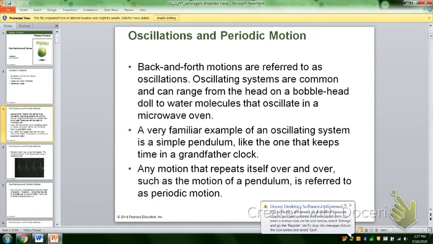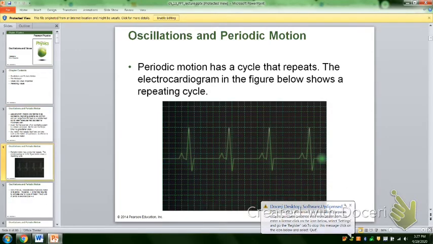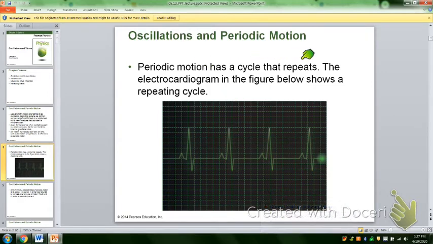An electrocardiogram, when you go to get your heart monitored, here's kind of a picture of it. Periodic motion has a cycle that repeats. The electrocardiogram in this figure below shows the repeating cycle, so it's showing the heartbeat every, however long that is. But that's that repeating cycle. So that would be said to have periodic motion.